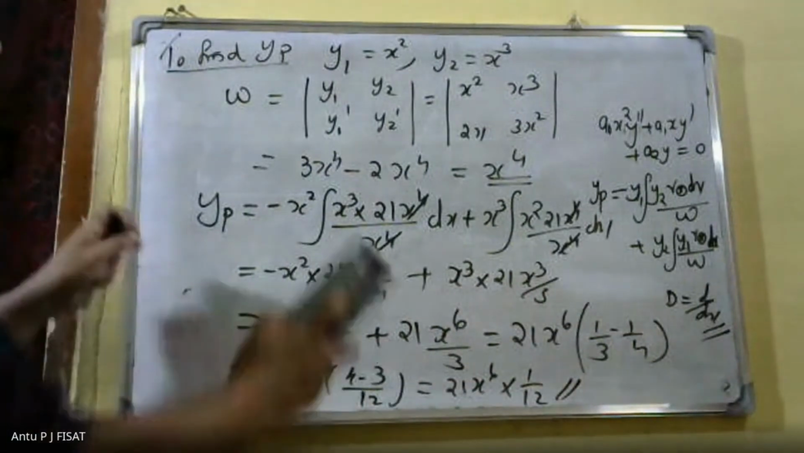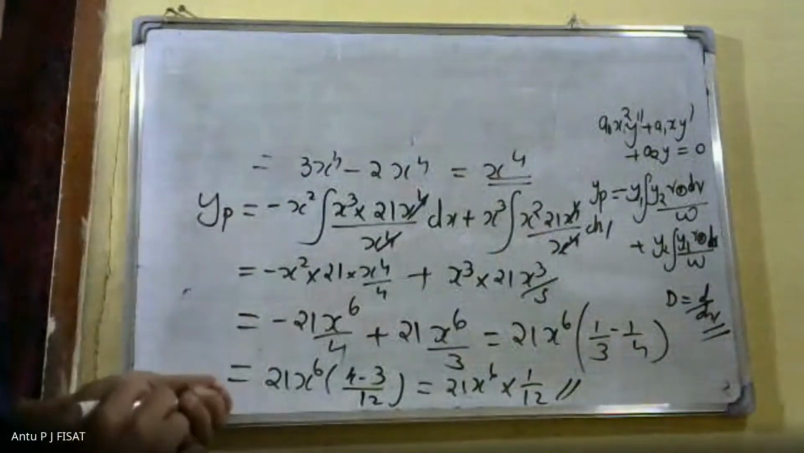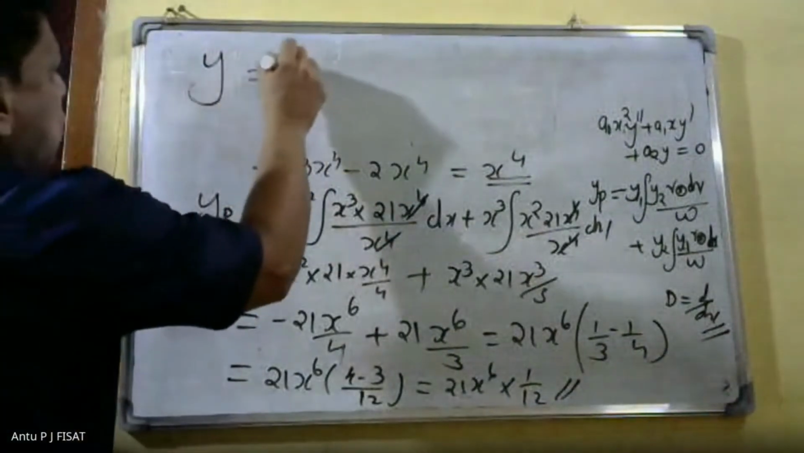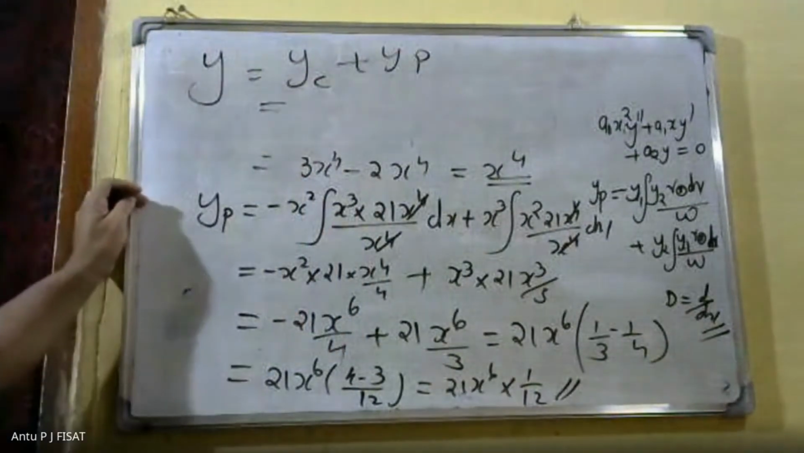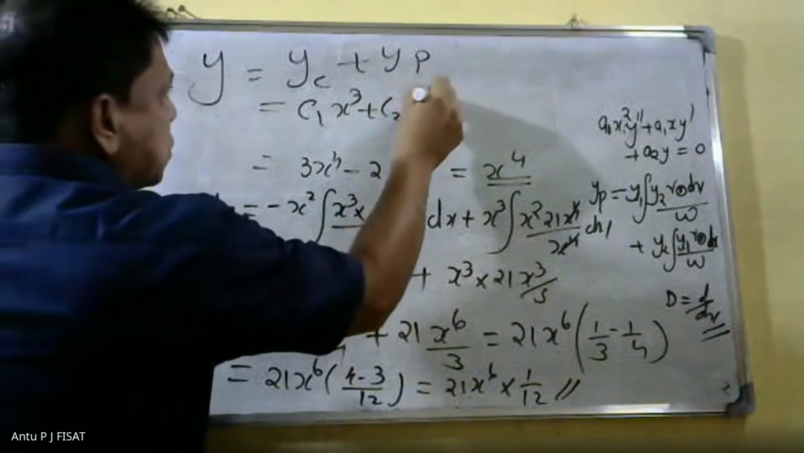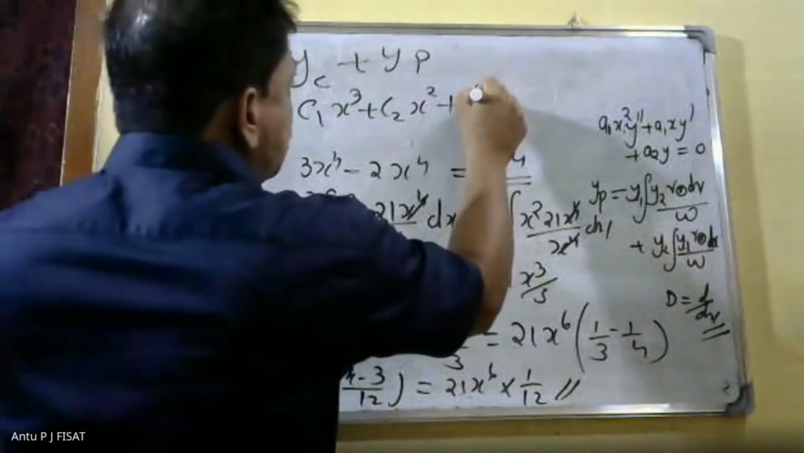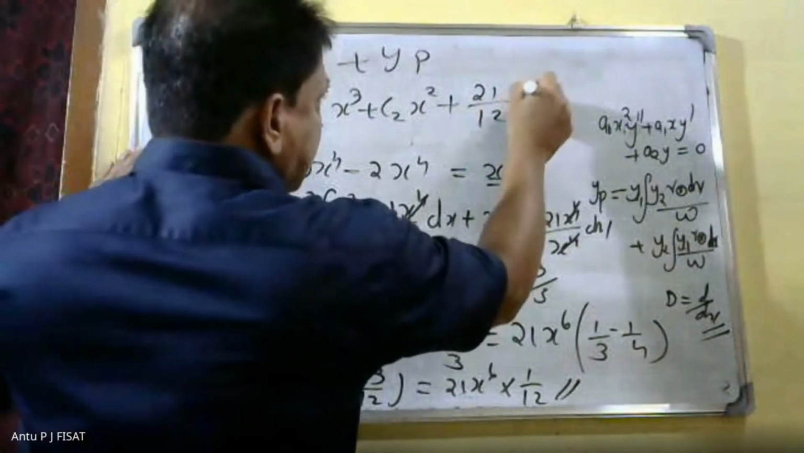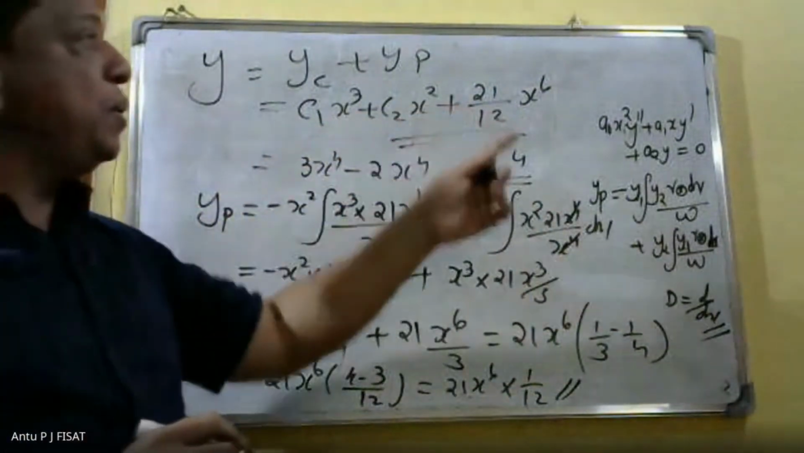Then the final solution. The final solution y is equal to y of c plus y of p. Y of c is equal to c1 x cube plus c2 x square plus 21 by 12 x raised to 6. This is the final solution.